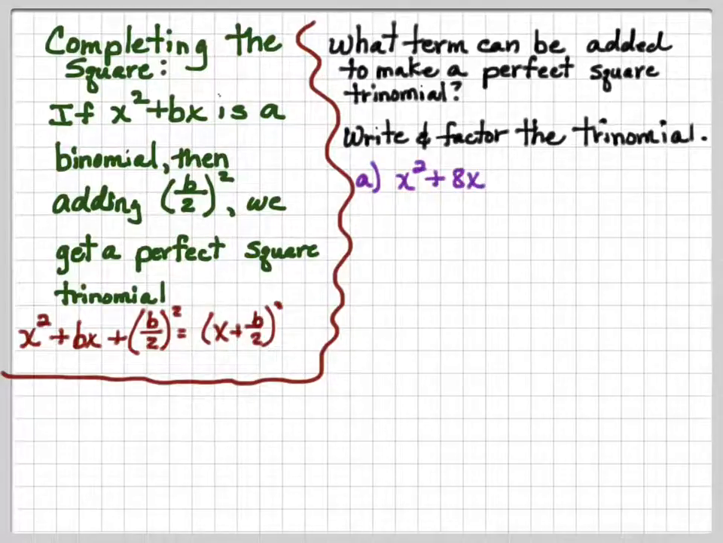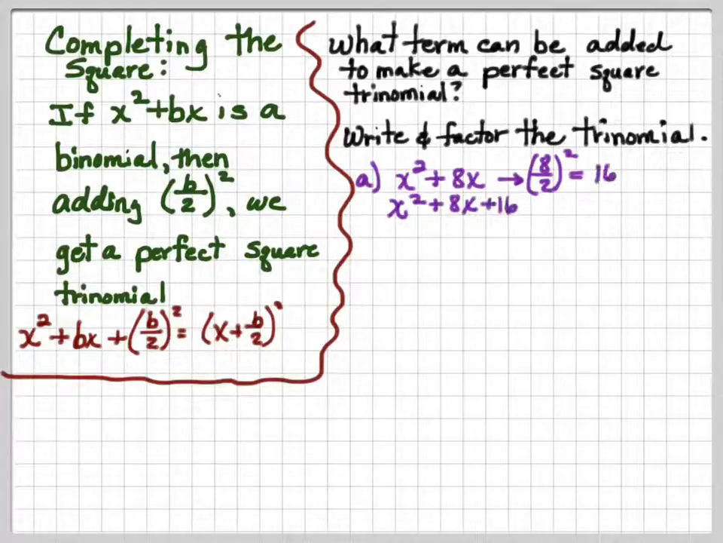So let's look at x squared plus 8x. So b in this case is going to be 8. And in order to make a perfect square trinomial, we're going to have to take the 8, divide it by 2, and then square it. And 8 divided by 2 squared is 16, so x squared plus 8x plus 16 would make a perfect square trinomial. And that would factor into x plus 4 times x plus 4, which is x plus 4, the quantity squared.